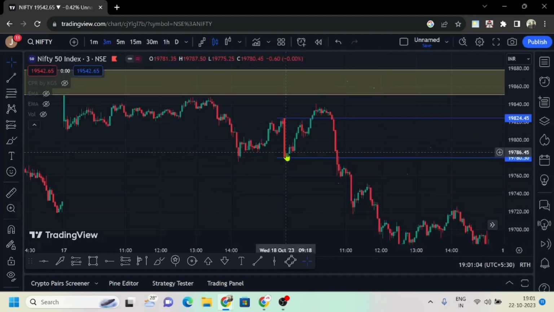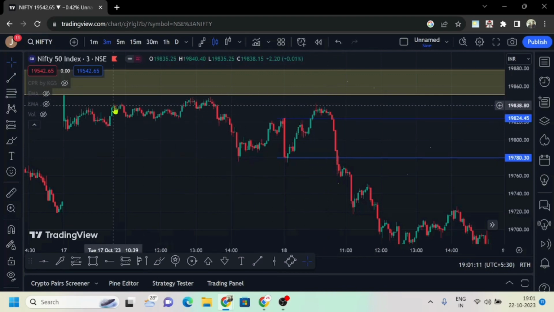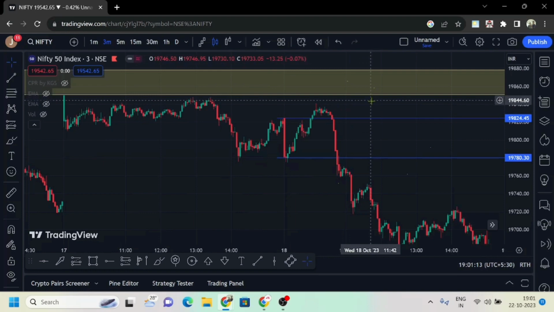On the 18th, after a long red candle, it reverses in this particular area. We are watching this area because it is the gap border area. If any weakness happens in this position, we are ready to enter.